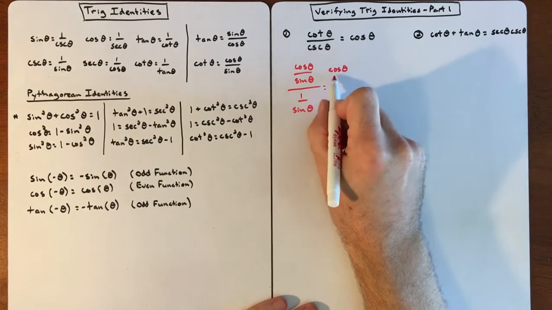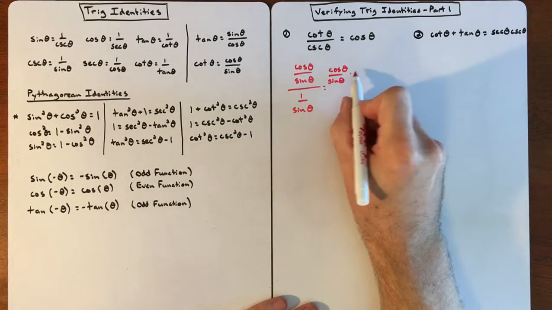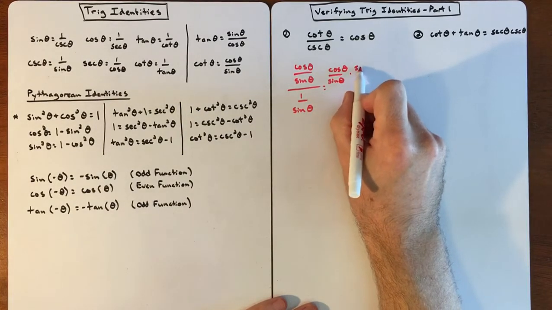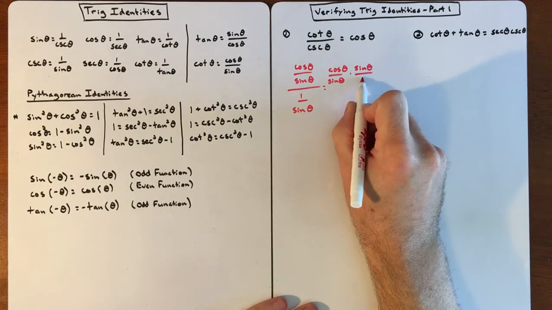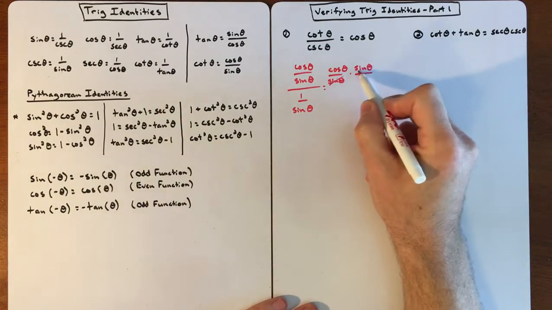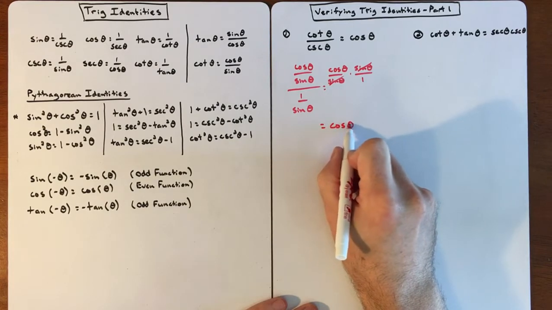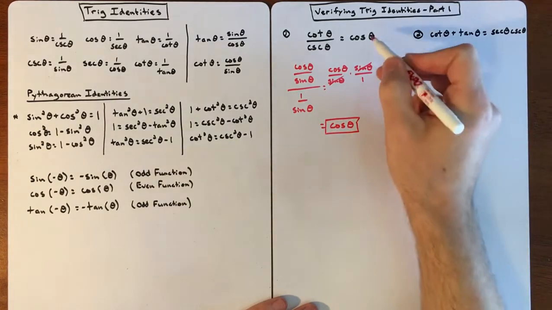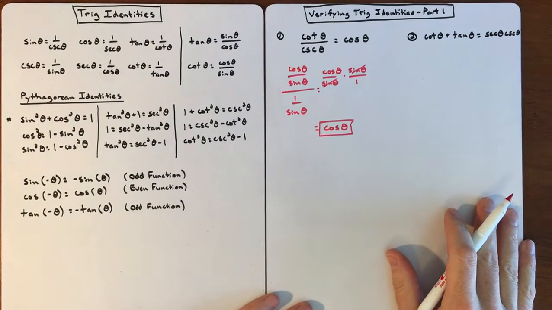we'll take cosine theta over sine theta, and rather than dividing by 1 over sine theta, we'll multiply by its reciprocal over 1. So instead of dividing, we multiply by the reciprocal, and those two pieces cancel out and gives us exactly what we're looking for. Cool. So they verify. They equal each other.